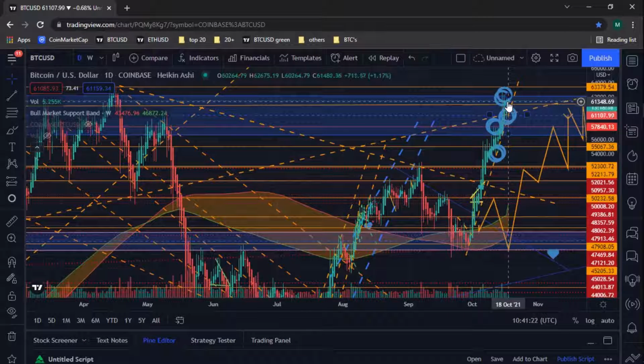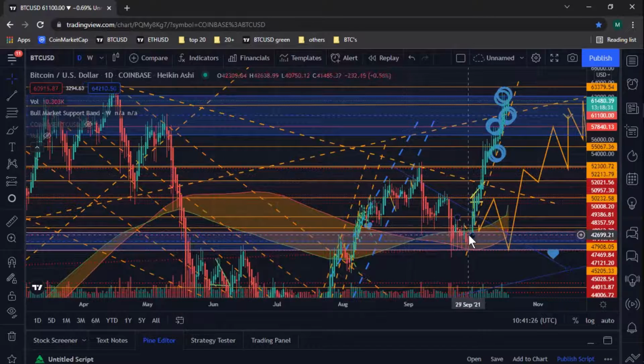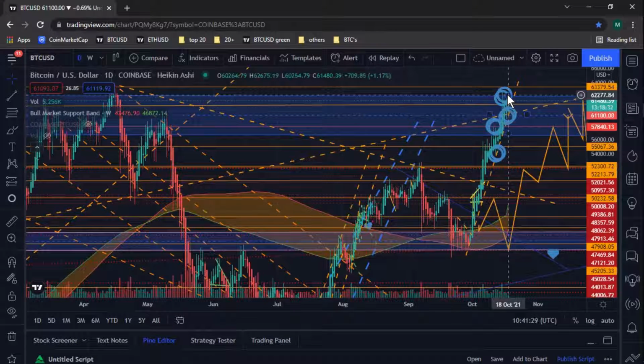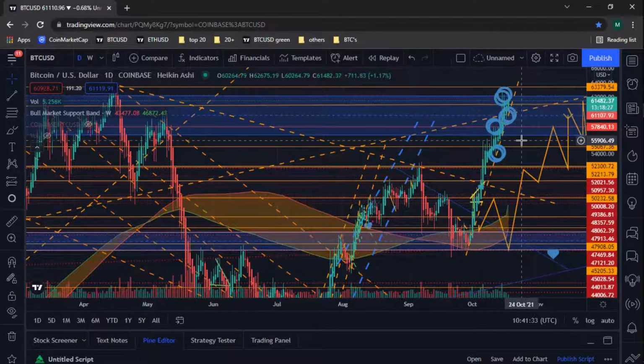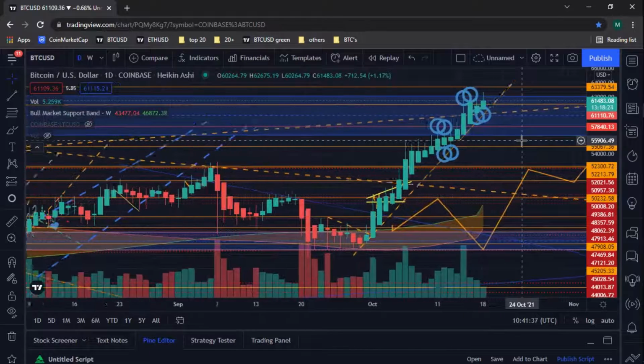What comes next? Distribution, accumulation, distribution, accumulation, distribution. It's up, down, up, down, up, down. We know this is how it works. Now, of course, price can keep going up, but we're just reaching what?